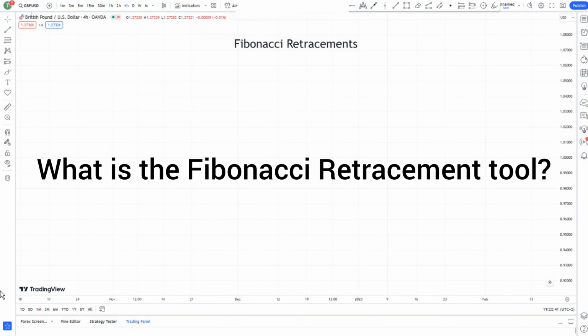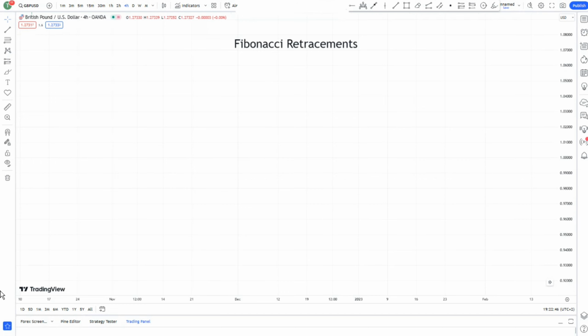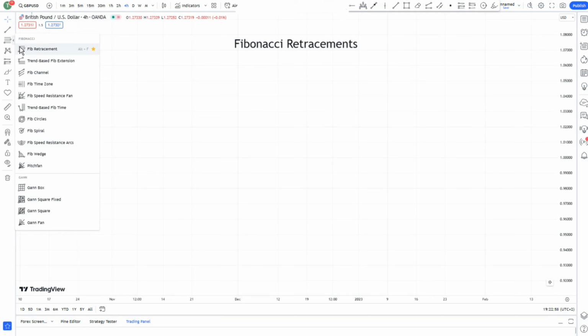Let's start with what the Fibonacci retracement tool is. The Fibonacci retracement is a method of technical analysis for determining support and resistance levels. It can be found by clicking this icon right here where it says Fibonacci on top, and it will be the first tool that appears there, right?